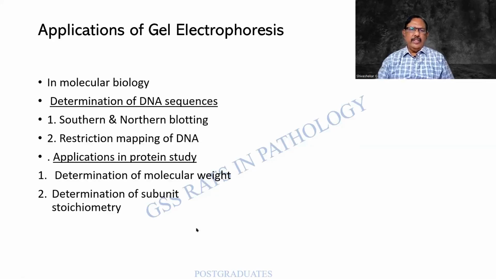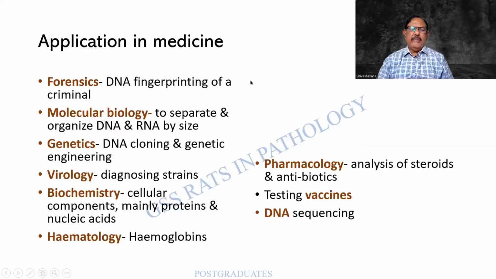Gel electrophoresis is mainly used for DNA sequences, northern and southern blotting, and restriction mapping. Applications in protein study will be determination of the molecular weight and subunit stoichiometry. What are the basic applications of electrophoresis in medicine? Forensics for DNA fingerprinting. Molecular biology, again to separate and organize DNA and RNA.